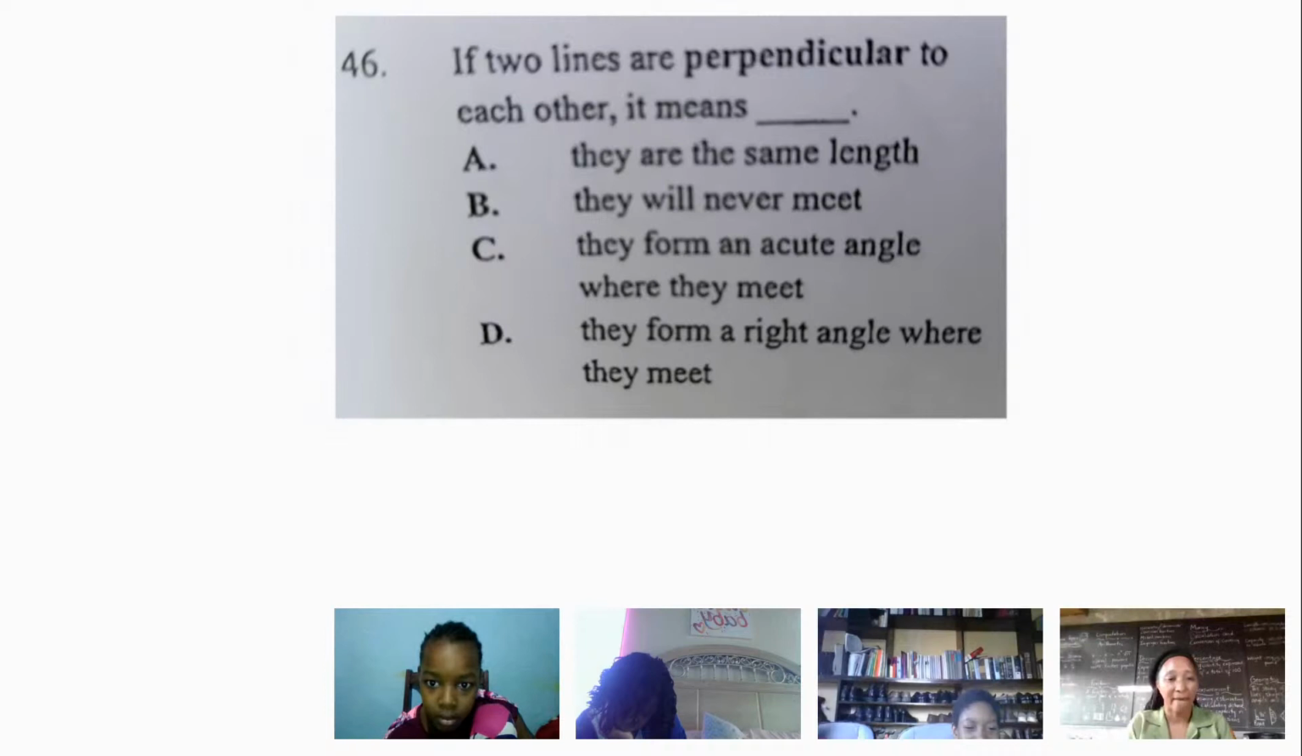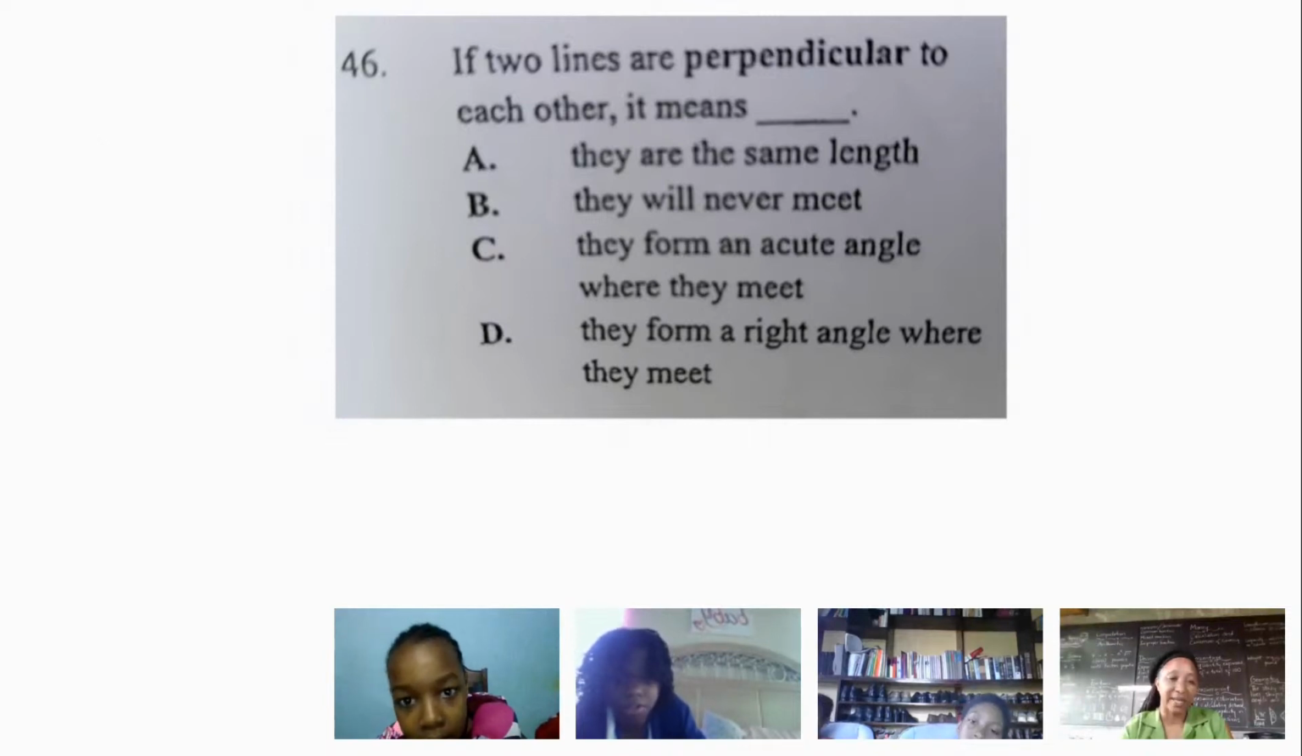Okay. A. They are the same length. B. They will never meet. C. They form an acute angle where they meet. D. They form a right angle where they meet.